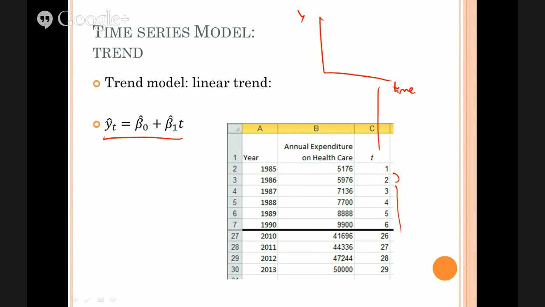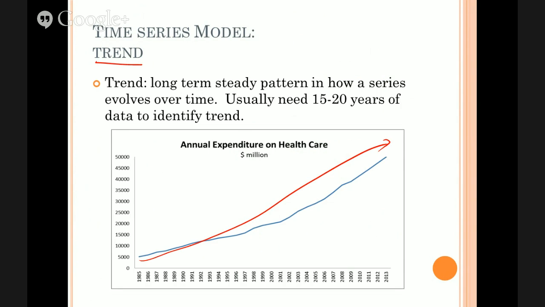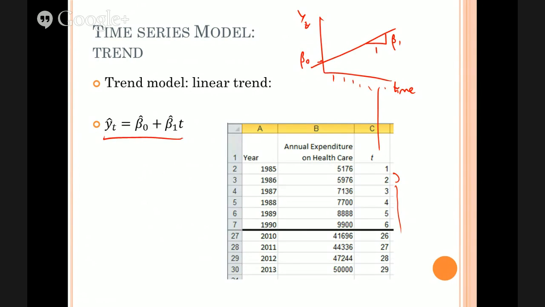And on this axis we've got y, in this case the amount of expenditure on healthcare. So as t goes along from 1, 2, 3, 4, etc., this model is assuming that we've got a straight line relationship between time and y. The intercept is beta 0, and the slope, as time increases by 1, gives you beta 1 here. That tells you how things are increasing over time. So that's the most basic kind of trend model that you could fit to a set of data. You stick a straight line through that blue line there.